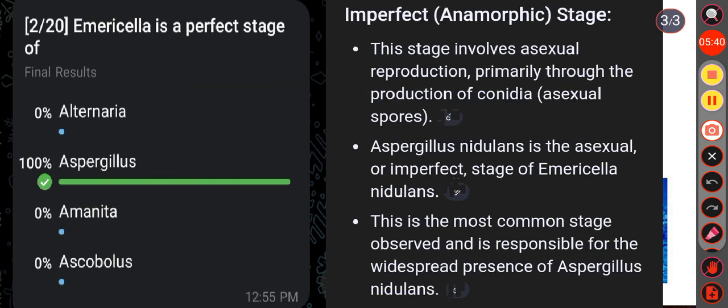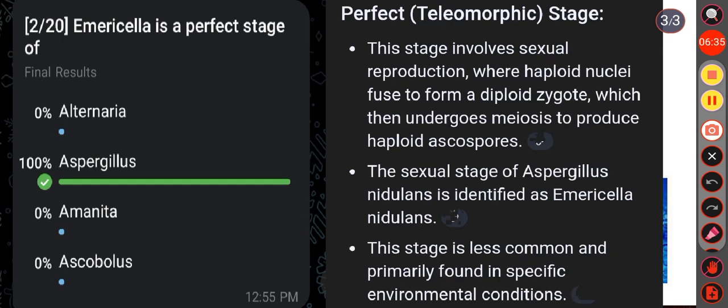Okay, and here also the imperfect stage of Aspergillus involves asexual reproduction primarily through the production of conidia, right? And Aspergillus nidulans is the asexual or imperfect stage of Emericella nidulans. Okay, then see the other option, that is Alternaria. Alternaria is a genus of Deuteromycetes fungi. All species are known as major plant pathogens. For example, the most common species, that is Alternaria solani, causes early blight of potato.